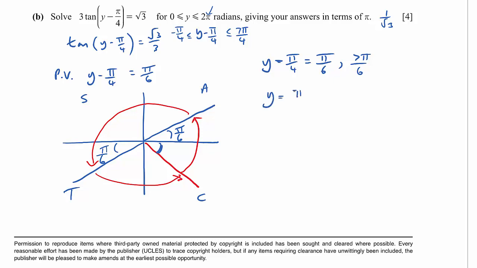So y is going to be pi by 6 plus pi by 4, or 7 pi by 6 plus pi by 4. And so 12 is a good common denominator, so that would be 2 pi by 12 and 3 pi by 12, giving me 5 pi by 12. And then this one will be 14 pi by 12 and 3 pi by 12, which is 17 pi by 12.